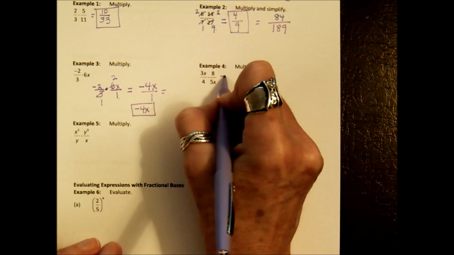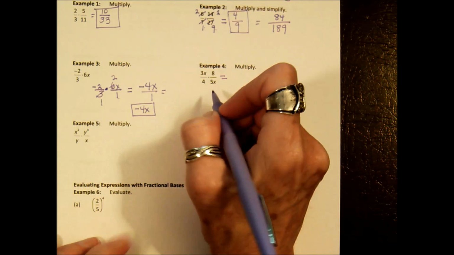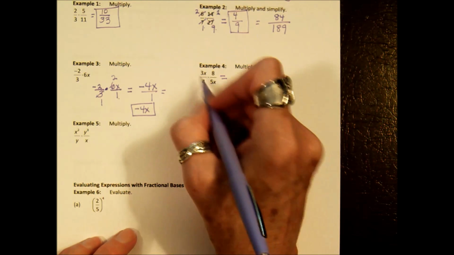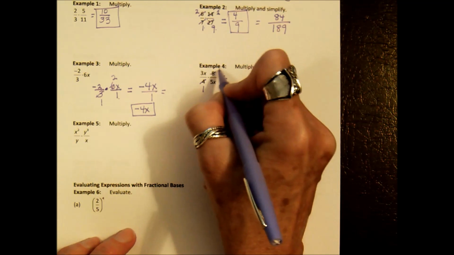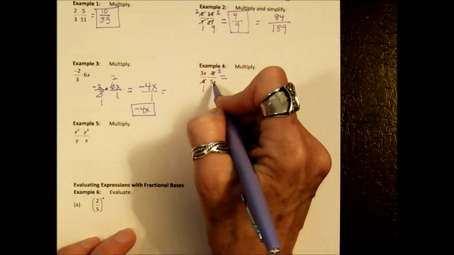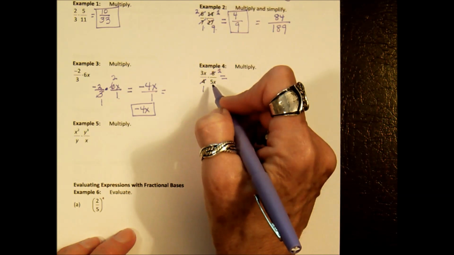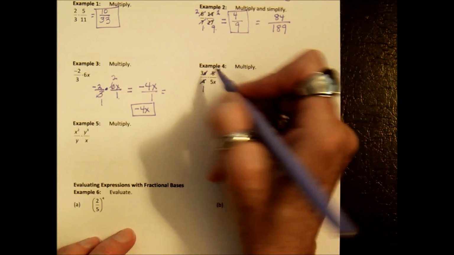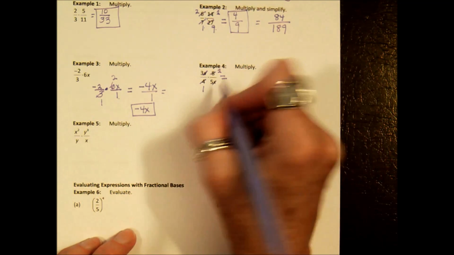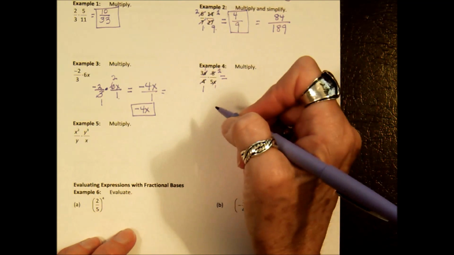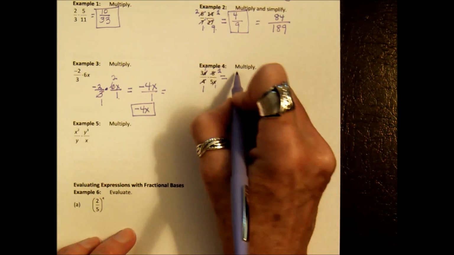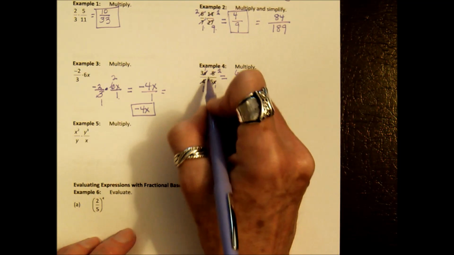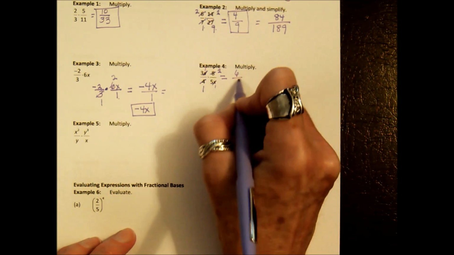Looking at the next one, you're going to see that I have 2 variables. So let's see how the cross-canceling works here. 4 goes into 4 once, it goes into 8 twice. 3 and 5 don't have a common factor other than 1, but x goes into x one time and x goes into x one time. So those make 1s also. The variables cross-cancel. And now what's left is 3 times 2 is 6 over 1 times 5 times 1, or 5.